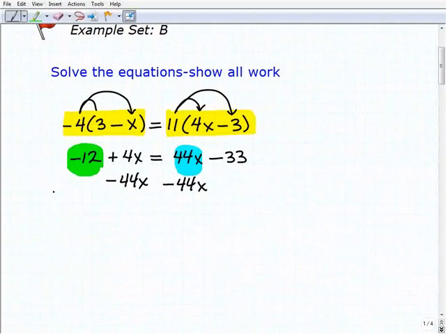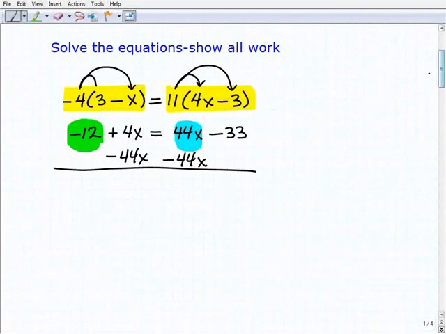It takes time to do these equations because you're always rewriting things and being neat. So don't sacrifice showing your work for time. If you rush through it, you're probably going to get it wrong because there are just too many things to keep track of if you don't write them out and see what's going on. Now we're going to get negative 12, plus this is going to be a negative 40x, equals, right here, our 44x's on this side go away, so it leaves us with a negative 33.